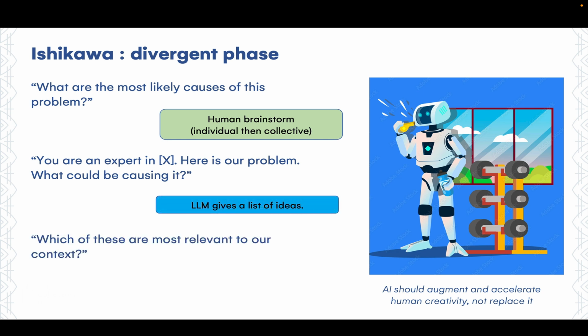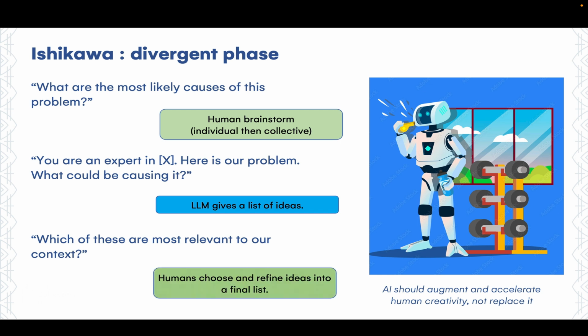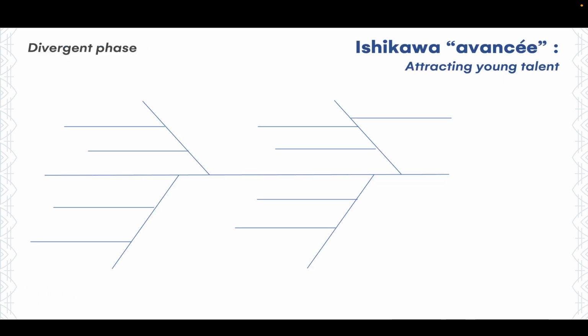And then you go back to your team and you say, okay, well, the AI has given us this list of 10. Which are the best 2 or 3 or 4 that we think we may have missed? How do we merge them together, reformulate, refine ideas into a final list that then we can take from the paper onto the whiteboard or the diagram?